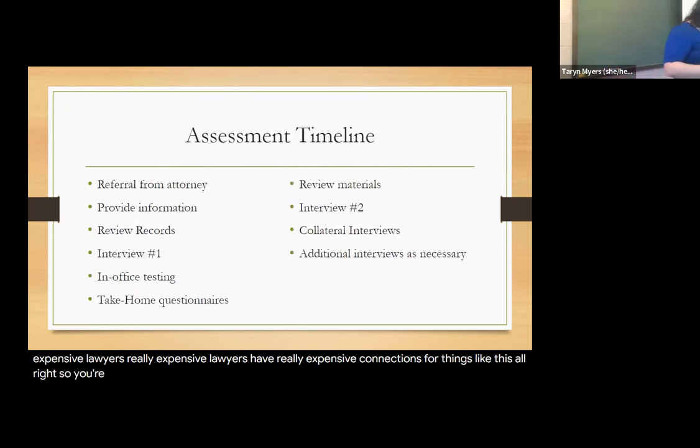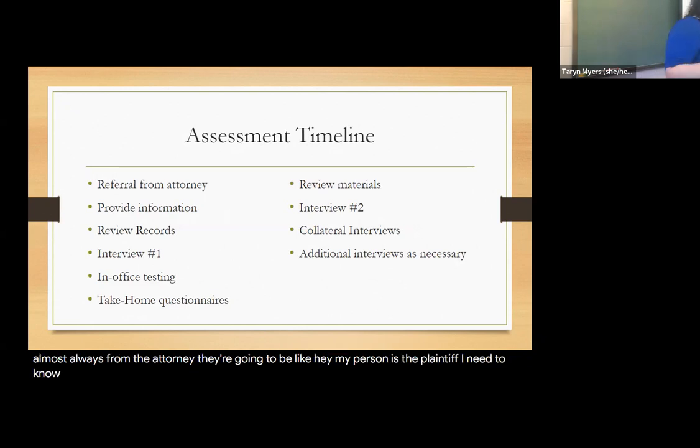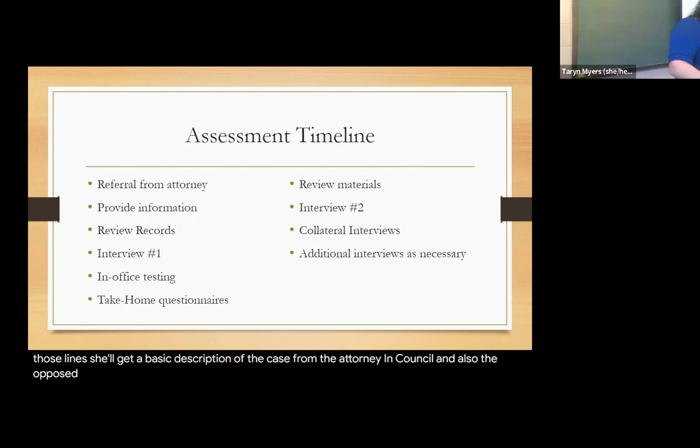All right, so your timeline here. First, you're going to get the referral, and the referral in these cases is almost always from the attorney. They're going to be like, hey, my person is the plaintiff. I know they're psychologically damaged, but I just need you to say that, right? Things along those lines. So you'll get a basic description of the case from the attorney. And then you want to get the referring counsel and also the opposing counsel's theories and supporting facts.